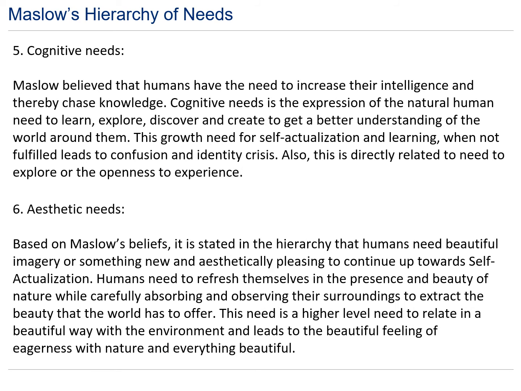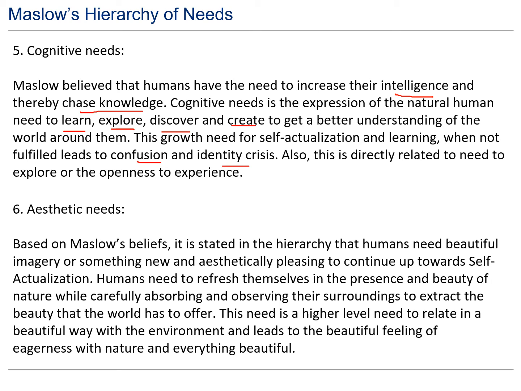The next need is cognitive needs. Cognitive needs is related to human intelligence. Maslow believed that humans have the need to increase their intelligence and thereby chase knowledge. Cognitive needs is nothing but the expression of the human who needs to learn, explore, discover, and create to get a better understanding about the world around them. But if this need is not satisfied, it will lead to confusion and identity crisis.